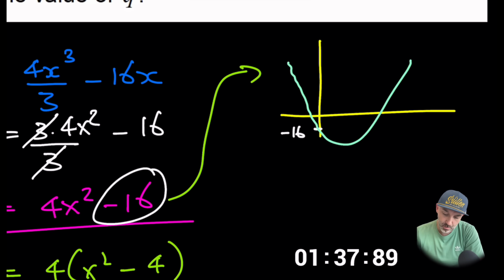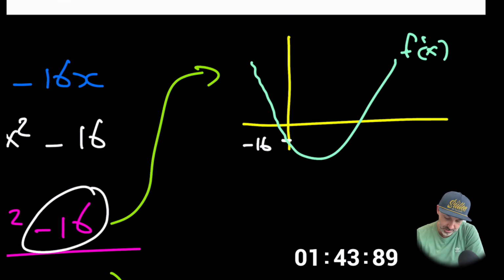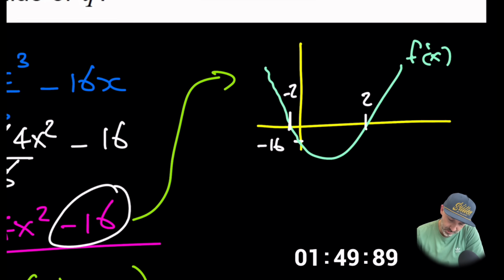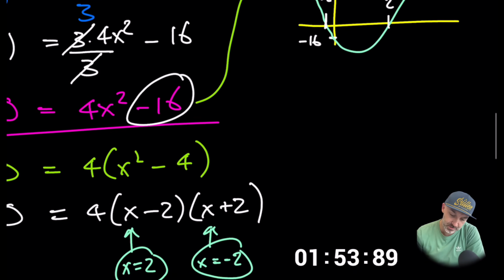Okay. Now, if we remember that this is the gradient function, so we want to know, is the gradient positive or negative in certain regions? Well, the regions that it passes through here would be minus 2 and 2. Those are the intercepts. That is because I found them here. That is when the gradient is equal to 0.